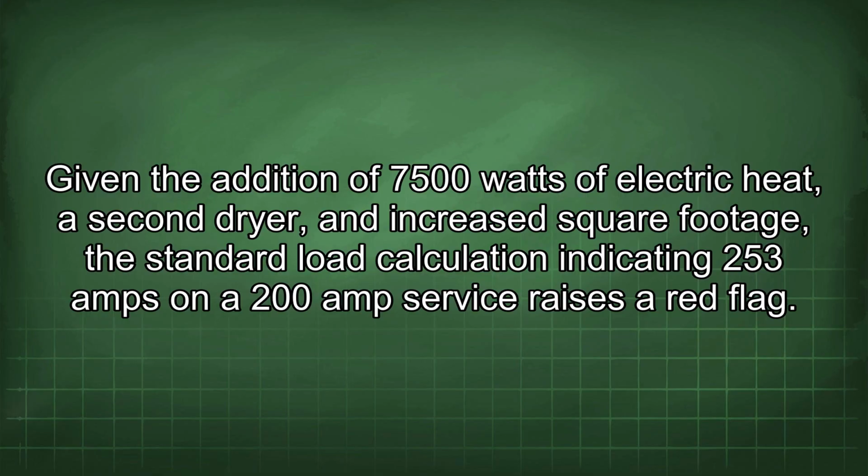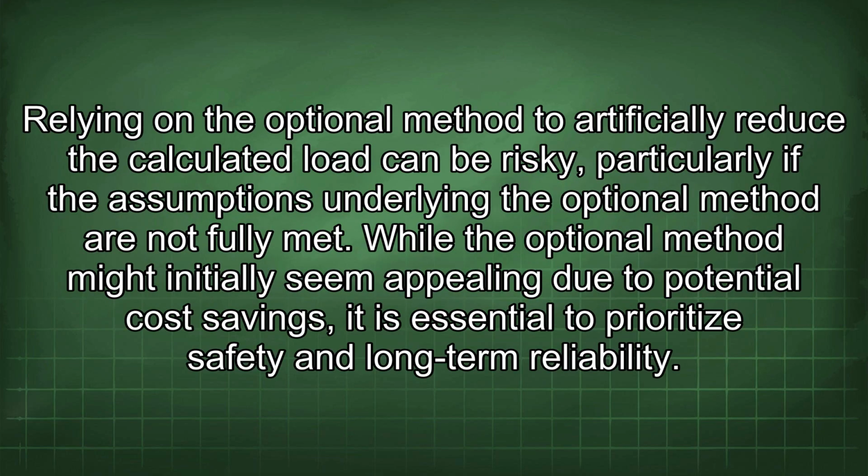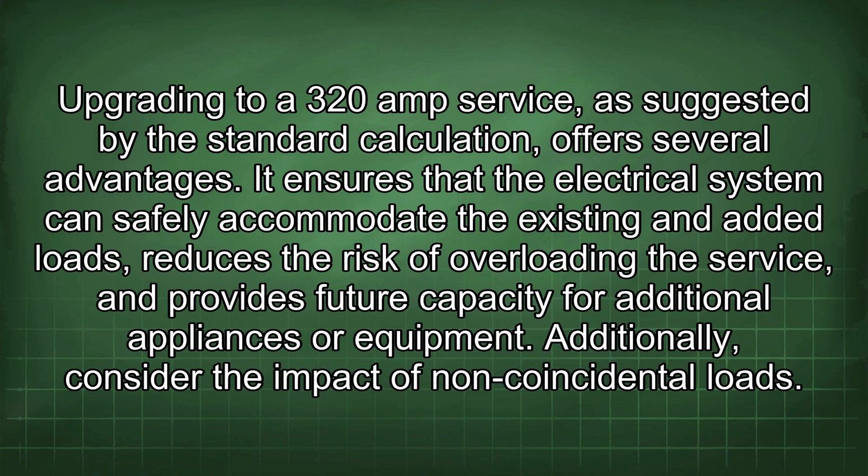The standard load calculation indicating 253 amps on a 200 amp service raises a red flag. Relying on the optional method to artificially reduce the calculated load can be risky, particularly if the assumptions underlying the optional method are not fully met. While the optional method might initially seem appealing due to potential cost savings, it is essential to prioritize safety and long-term reliability. Upgrading to a 320 amp service, as suggested by the standard calculation, offers several advantages.